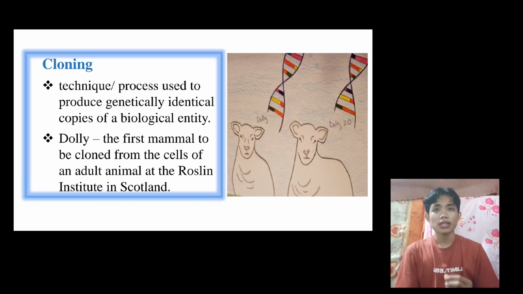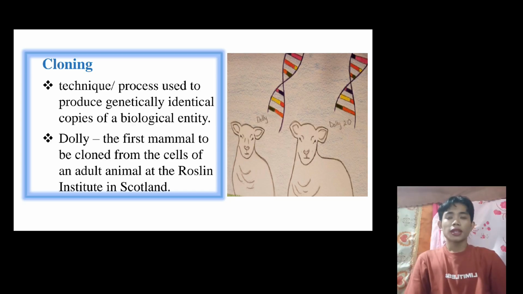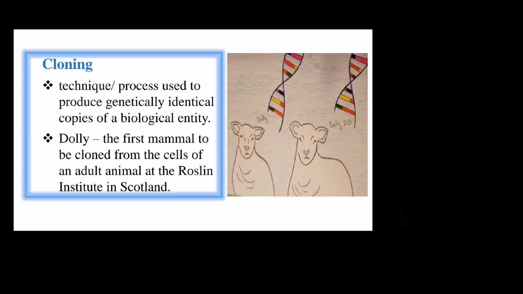Cloning is a technique or process used to produce genetically identical copies of a biological entity. For example, Dolly. Dolly is the first mammal to be cloned from the cell of an adult animal at the Roslin Institute in Scotland. Cloning is the process of creating an exact genetic copy of a biological entity, whether it's a gene, a cell, or an entire organism. It's like making a duplicate with the same DNA blueprint. So that is called cloning.